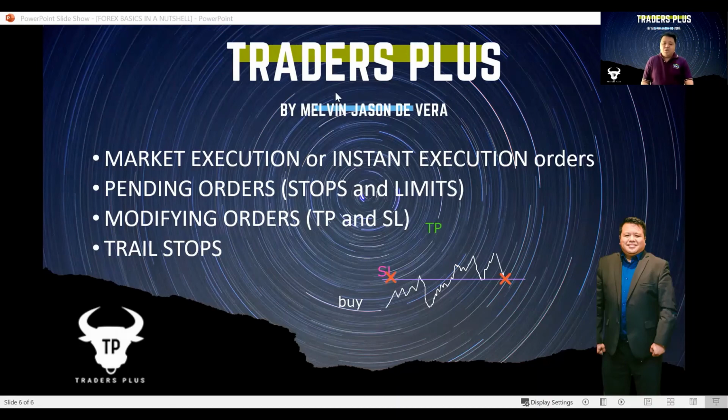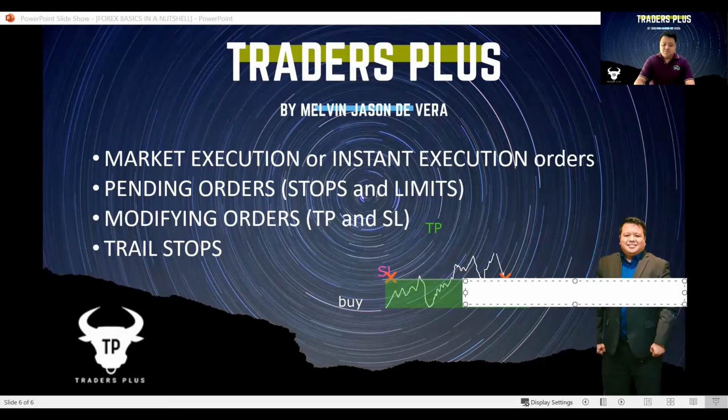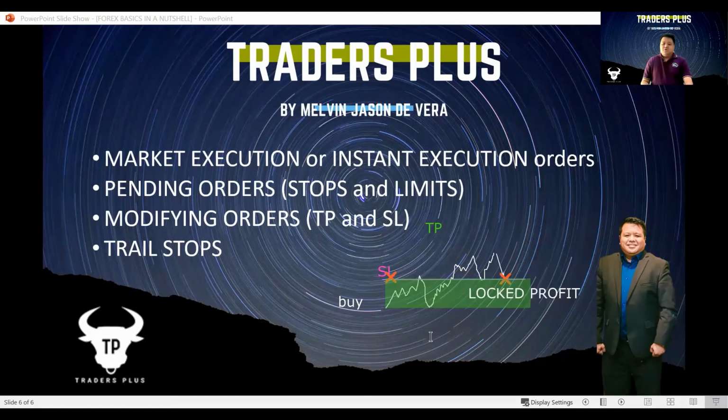By doing so, lumalabas na yung portion na to mula sa buy point hanggang dito, nailock mo na yan as profit. So this is already a lock profit. Kasi ang SL mas mataas na kaysa dun sa buy. So yan yung tinatawag na trail stop. Pwede ba yung gawin sa trade?